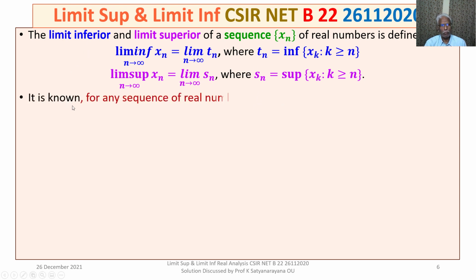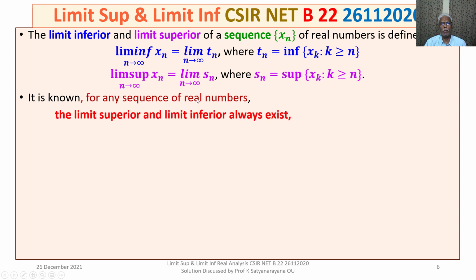And it is known that for any sequence of real numbers, limit inferior and limit superior always exist. It is irrespective of whether the limit of the sequence exists or not. And they exist as real numbers together with plus infinity and minus infinity.